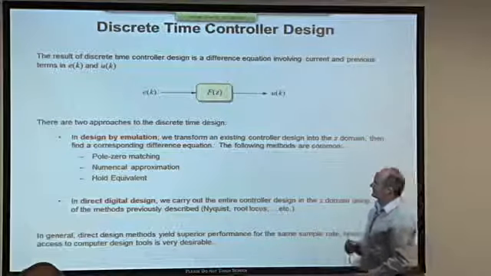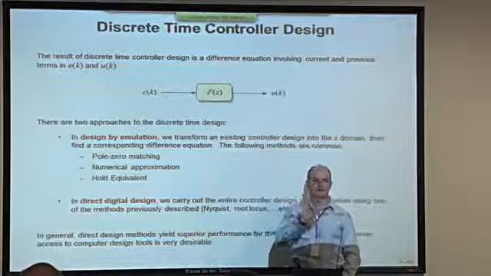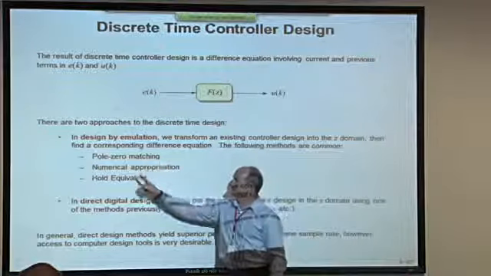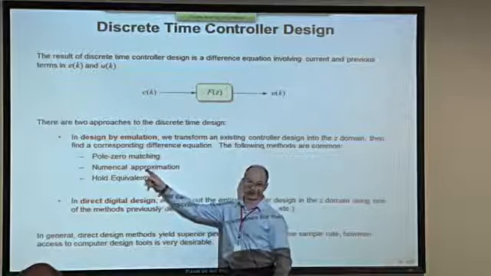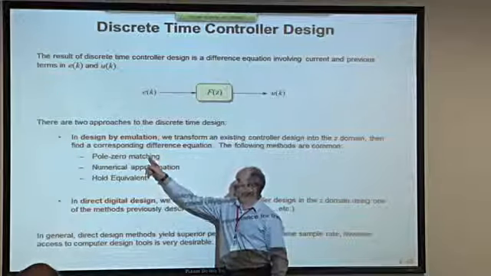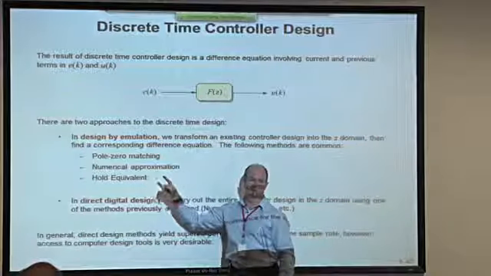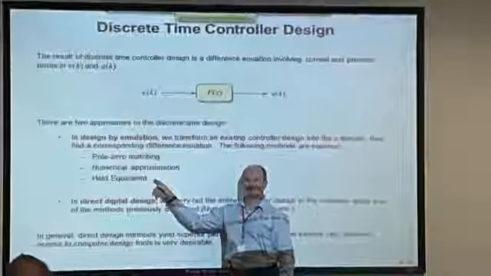Design by emulation. Now there are 6 or 7 different ways of doing that, and they fall into 3 categories. Pole zero matching, numerical approximation, there are 4 or 5 of those, and hold equivalent, there are 2 of those. I'm going to step through each of those in turn and compare their performance so you can see what the relative merits and drawbacks of each are.